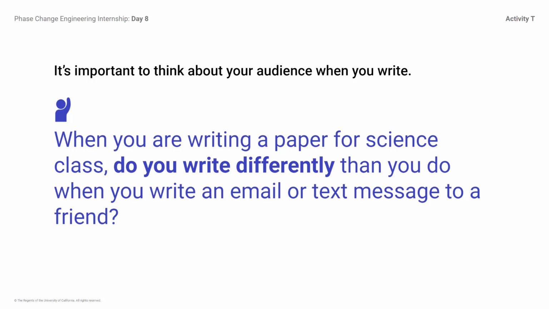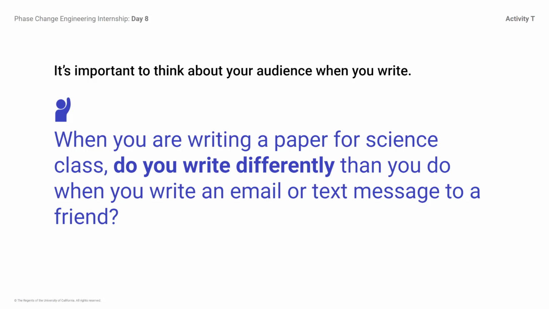It's important to think about your audience when you write. When you're writing a paper for science class, do you write differently than you do when you write an email or a text message to a friend? Writing must be adjusted to address each type of audience appropriately and effectively.